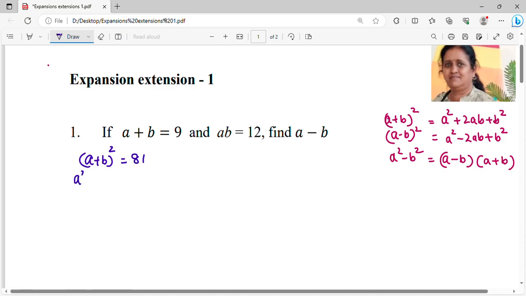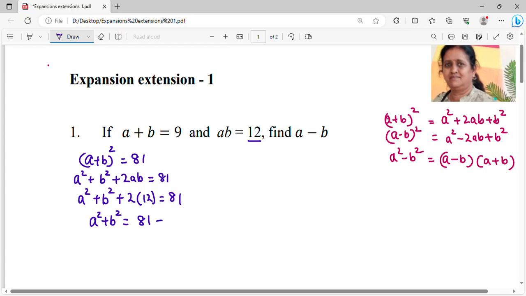So this becomes a squared plus b squared plus 2ab, which is equal to 81, but I know ab is 12, so let me substitute here. So a squared plus b squared plus 2 multiplied by 12 is equal to 81. This is 24, you bring it to this side as minus 24, so a squared plus b squared becomes 81 minus 24, which is nothing but 57.